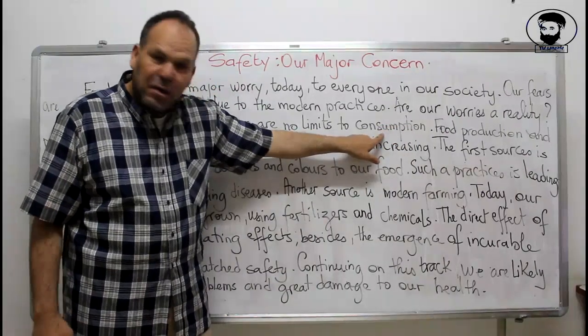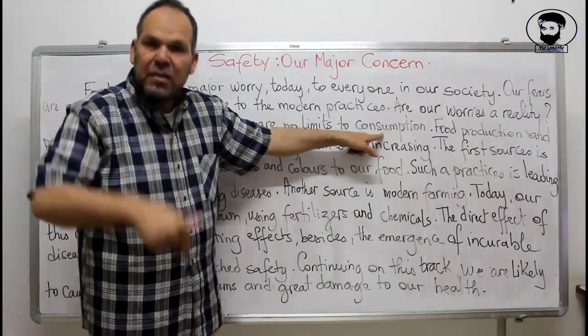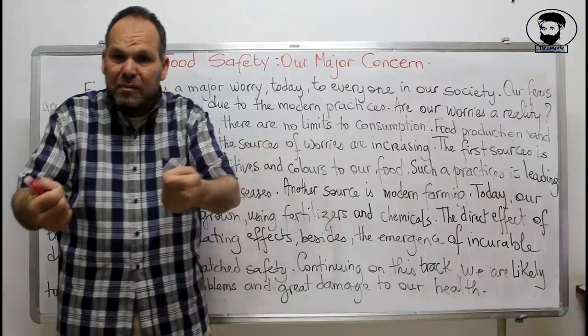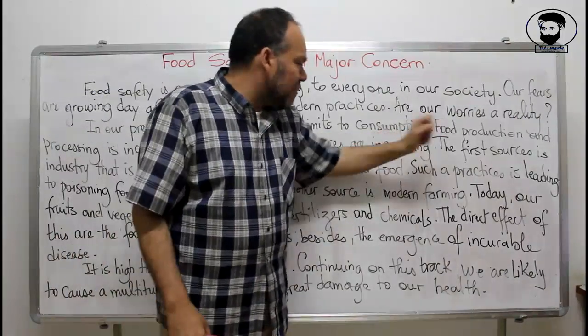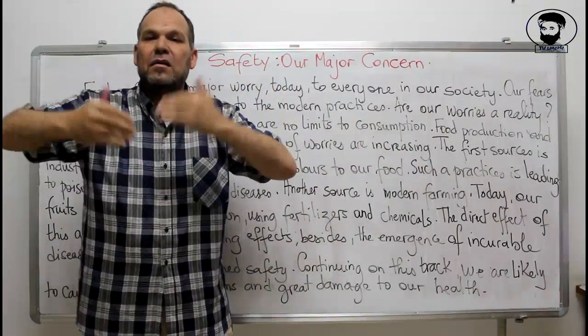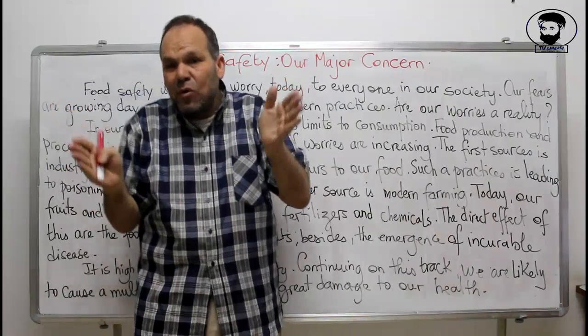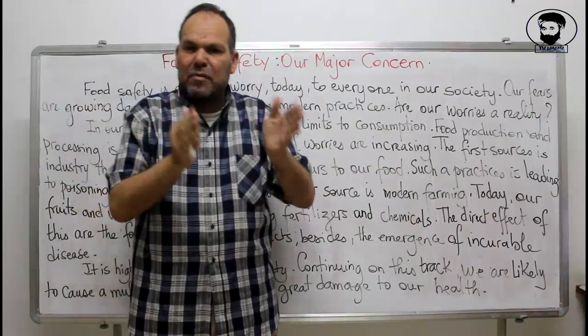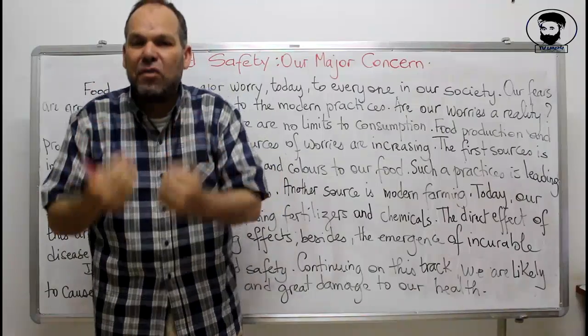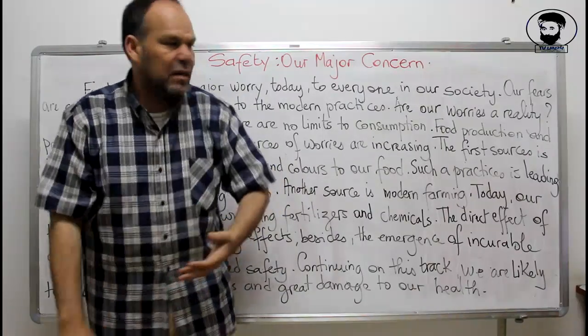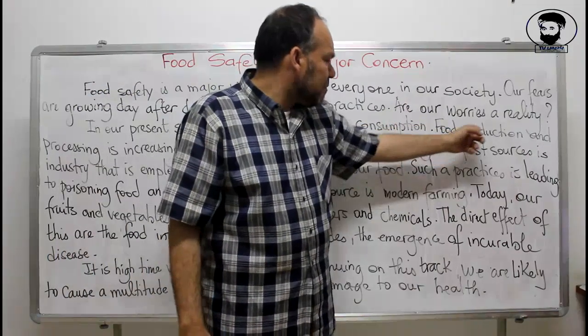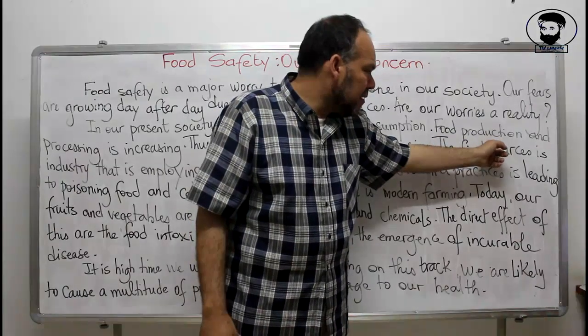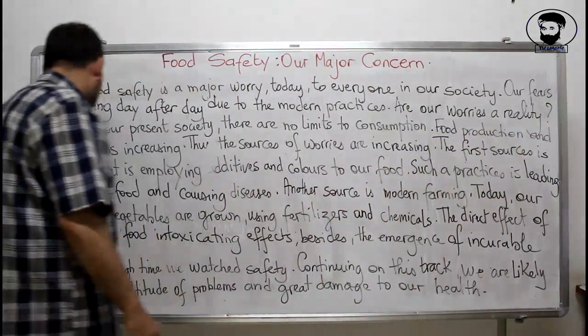I'm using the word that I have learned in this unit, consumption. So when you learn something, use it. Full stop. Finish with the sentence and let's start another one. The more you write subject, verb, complement, full stop, the more you avoid problems and mistakes in your essay. Full stop. Food production and processing.